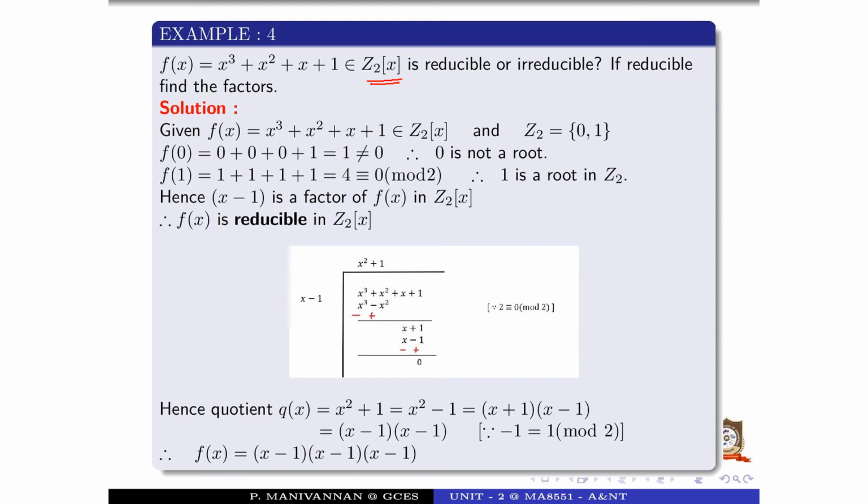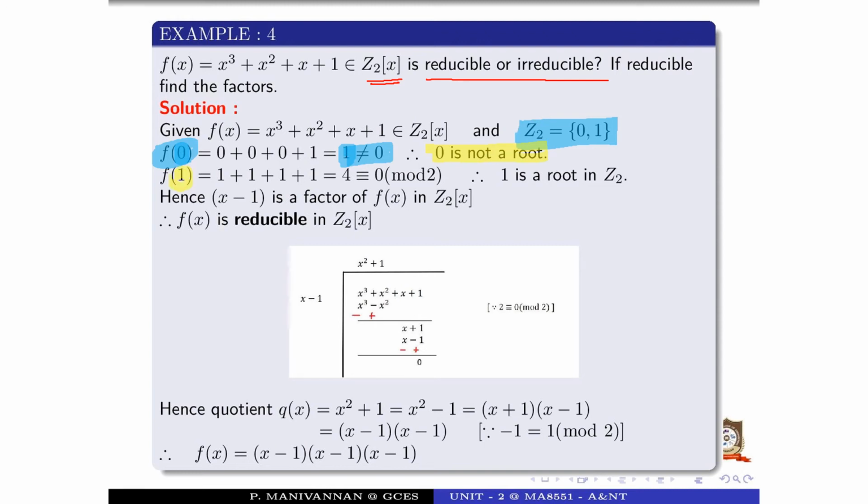Then the fourth example: f of x equal to x cube plus x square plus x plus 1 belongs to Z2 of x. Is it reducible or irreducible? If reducible, find the factors. We know that Z2 is 0 and 1. So, what are the root possibilities? Either 0 or 1. Put x equal to 0 in this given polynomial. We get 1. 1 is not equal to 0. Therefore, 0 is not a root.